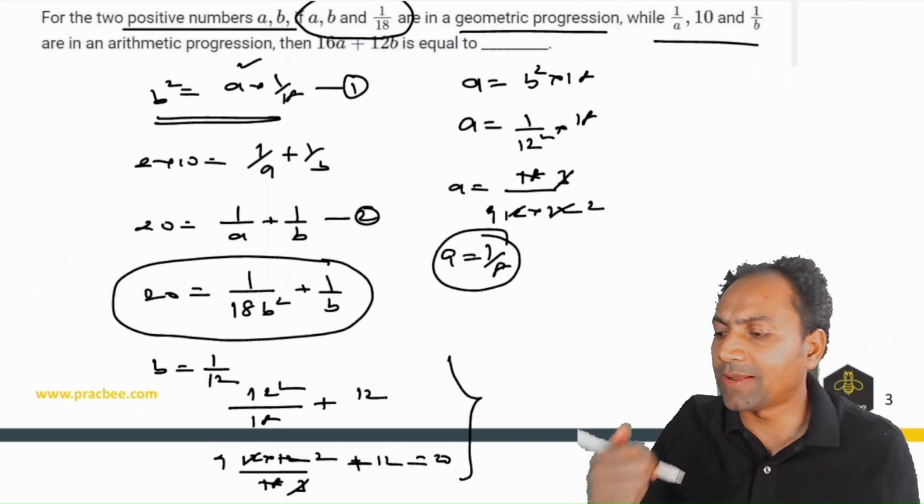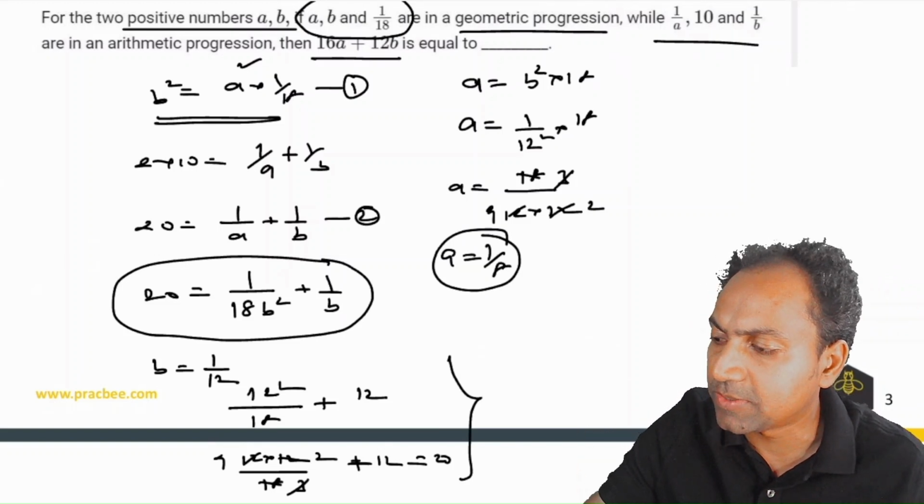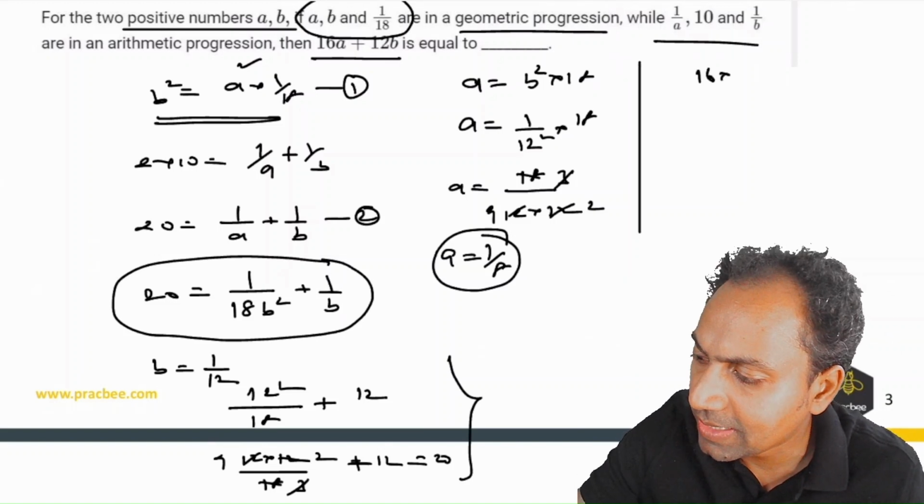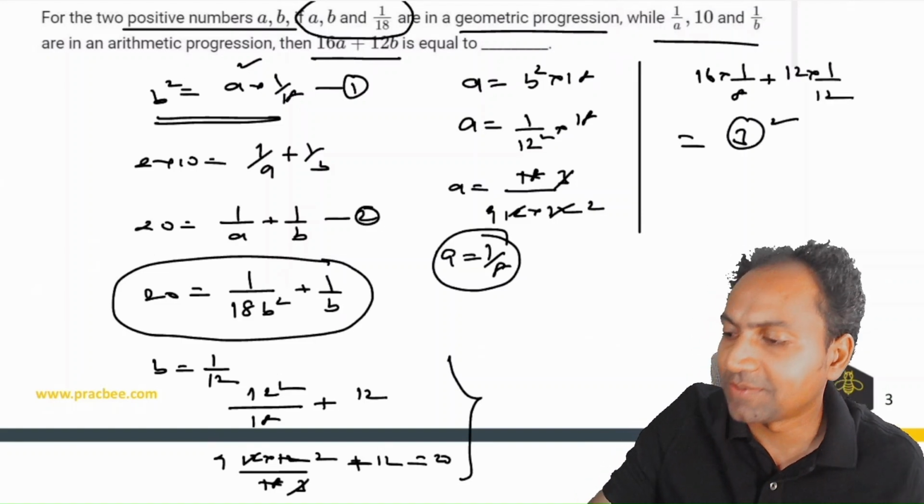Now we have got the value of A also, B also. Let us put in the expression that is given to us, 16A plus 12B. So if I put this into 16A, A is nothing but 1 by 8, and 12B, B is nothing but 1 by 12. Answer that I get is 3.